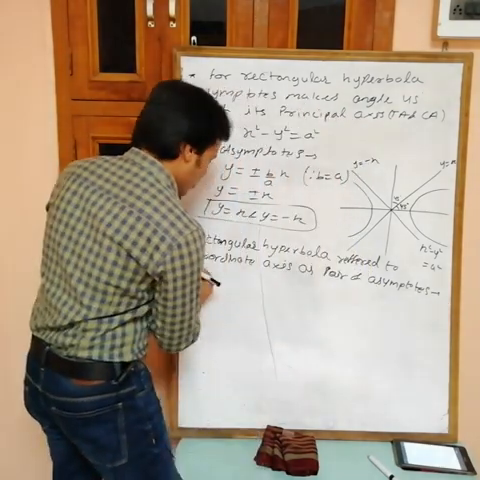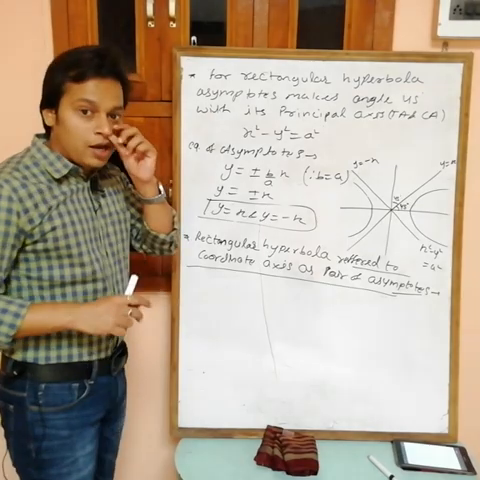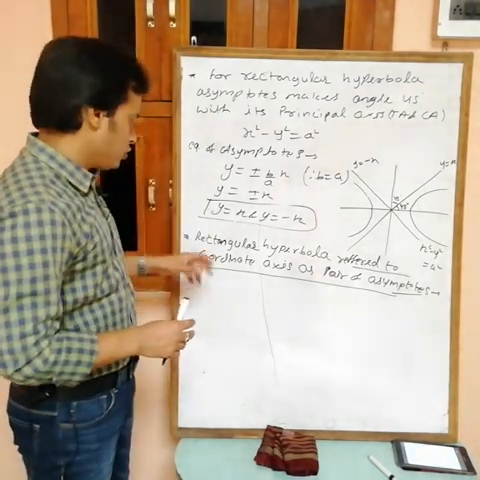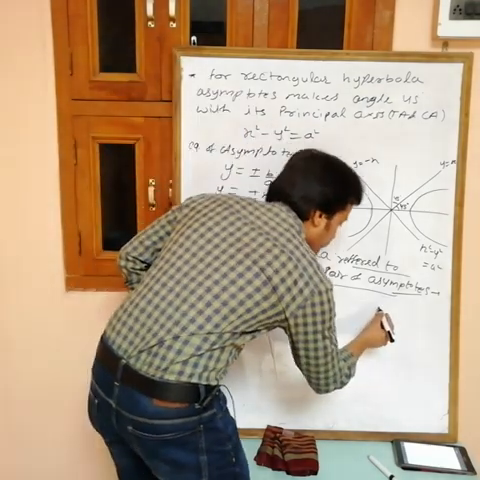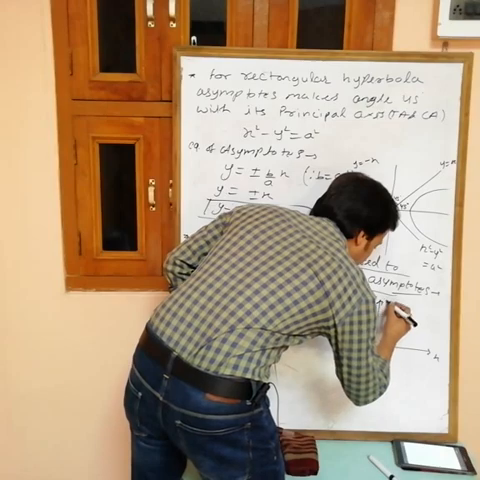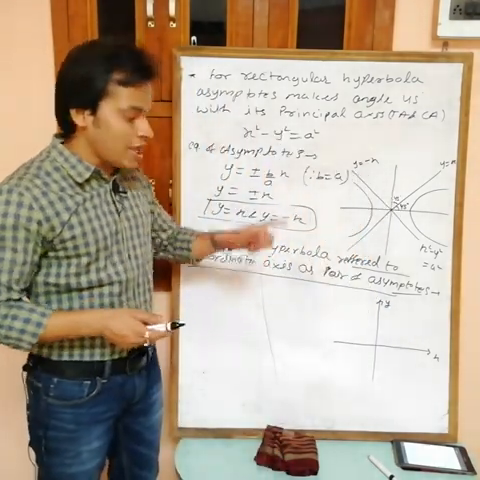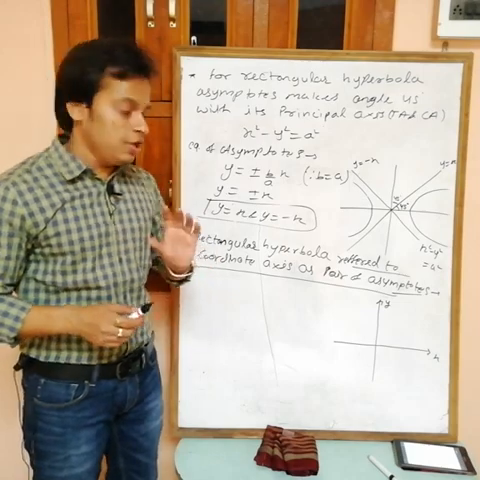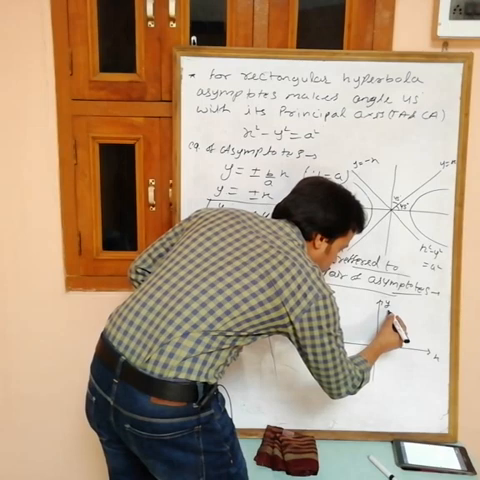Okay, now what do we want? We want a hyperbola whose asymptotes are the coordinate axes. So see like this one, these are the coordinate axes, x axis and y axis. Now we want a hyperbola for which these axes become asymptotes. If these axes become asymptotes, then the hyperbola is like this one.